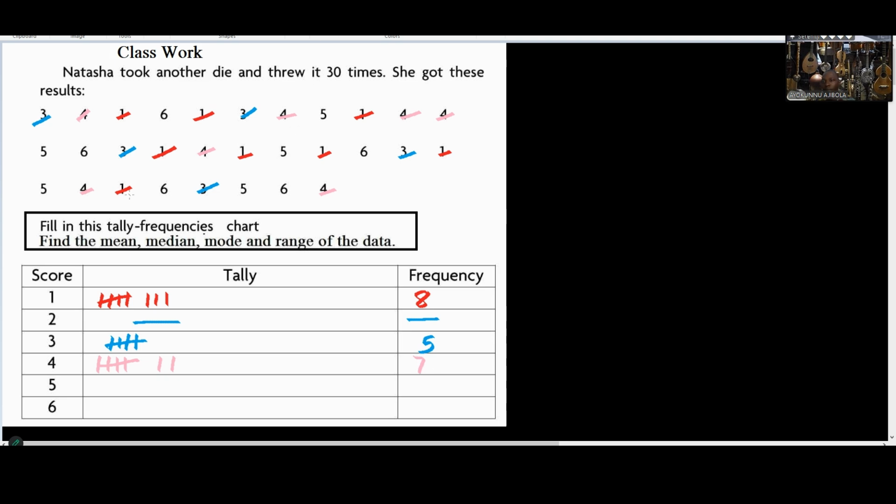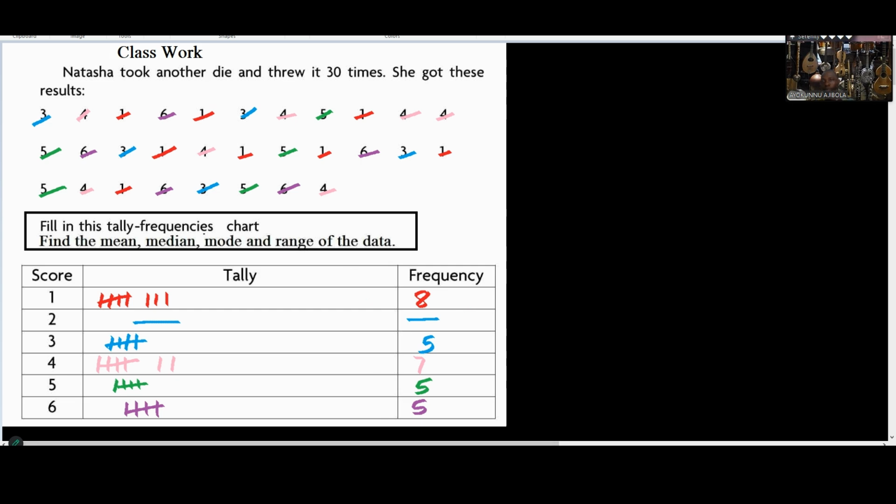Then let's count the 5s. On the first line we have one, two, three, 4, 5. So the 5s are 5 pieces. And the last thing we're counting there is 6. So let's count the sixes. 1, then 2, 3, 4, and 5. So this is 5, while the 5s are also 5.